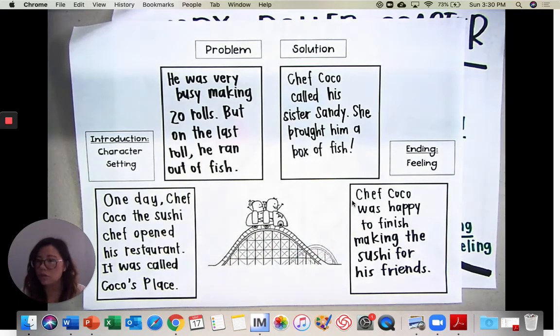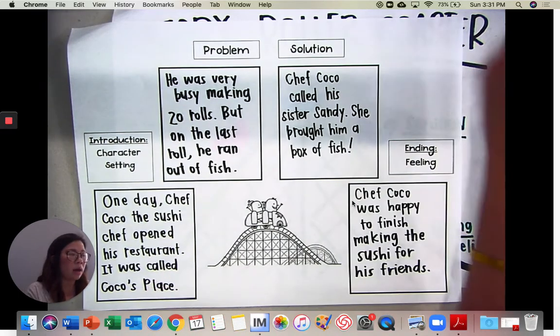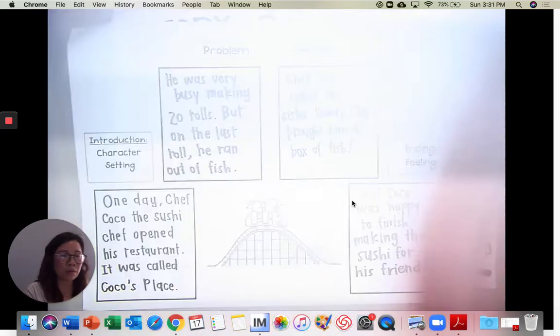Now, when you do your writing today, scholars, it doesn't have to be exactly like your story roller coaster. It can be a little bit different. If you want to use these words from here to help you with your writing, of course you can use them. So I'm going to keep my story roller coaster out, but I'm going to get my writing paper ready.